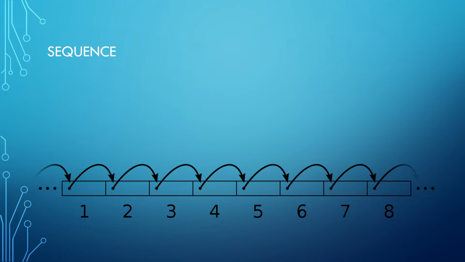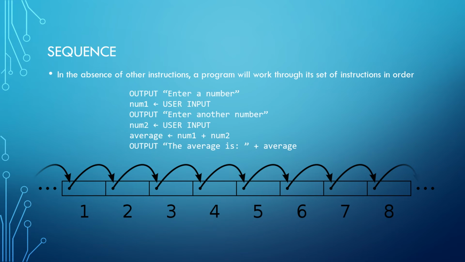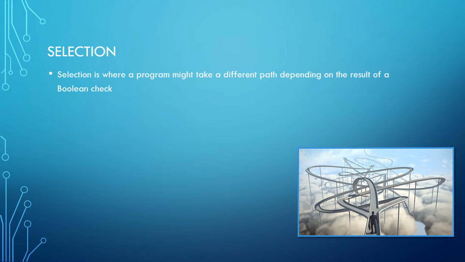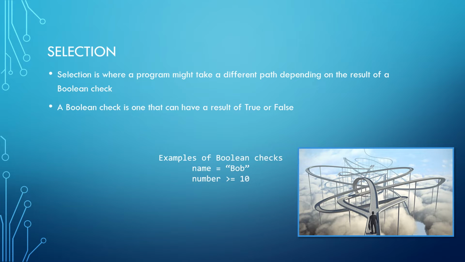Sequence is the simplest of these structures. It simply means that in the absence of one of our other structures, we should execute code one line after the next. Selection is a construct that allows our programs to take a different path depending on the result of a Boolean check. A Boolean check is when we make a comparison that can result in either true or false.